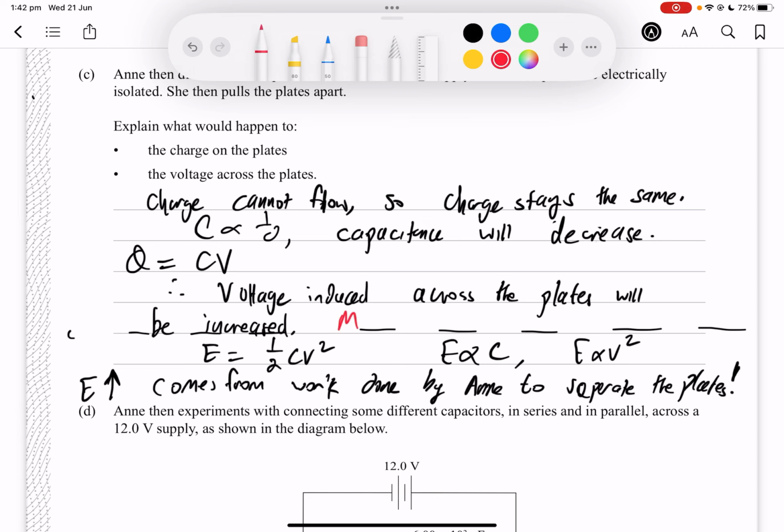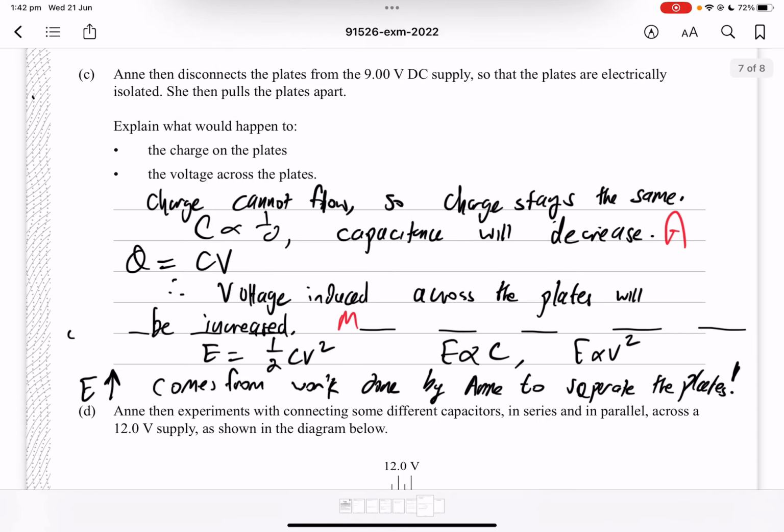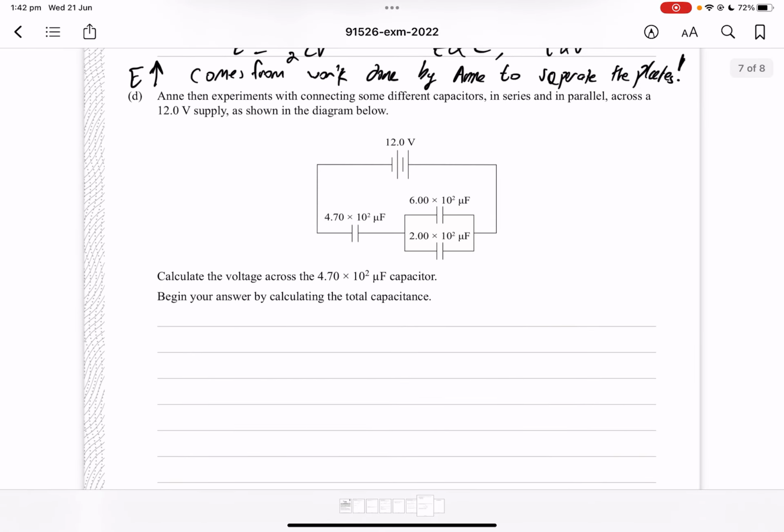So that will get you a merit grade. And if you have one correct statement, for example, capacitance decreases or the plate's distance increases, any one correct statement will get you an achieved there. Okay. Anne is then experimenting with connecting different capacitors in series and in parallel across the 12-volt supply, shown in the diagram below. Calculate the voltage across the 4.7 times 10 to the power of 2 microfarad capacitor. Begin your answer by calculating the total capacitance.